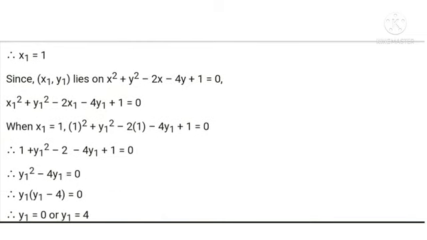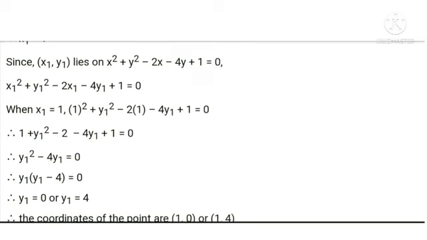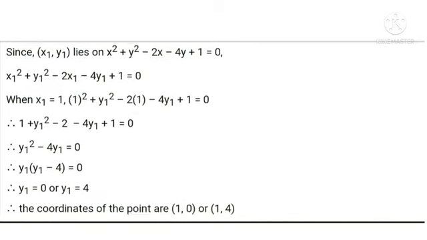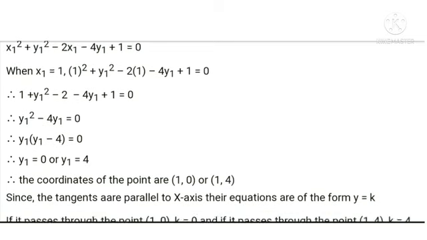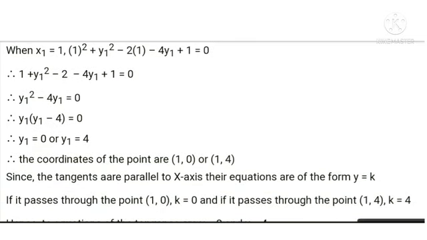Now the point lies on the curve, so it satisfies the equation. Whenever x is there, you put x1, and whenever y is there, you put y1. So when x1 is equal to 1, we get the value of y1 as 0 and 4. You simplify, you get it. Okay, therefore the coordinates are (1, 0) or (1, 4).